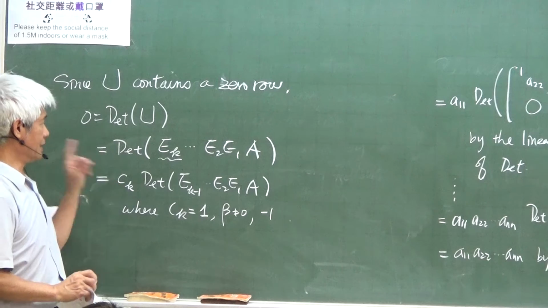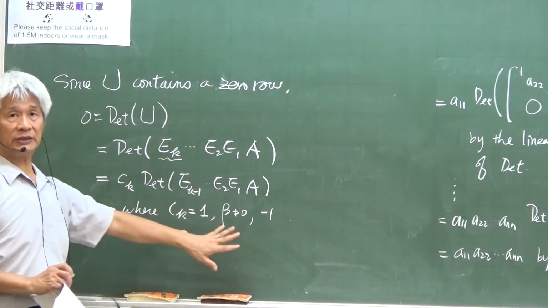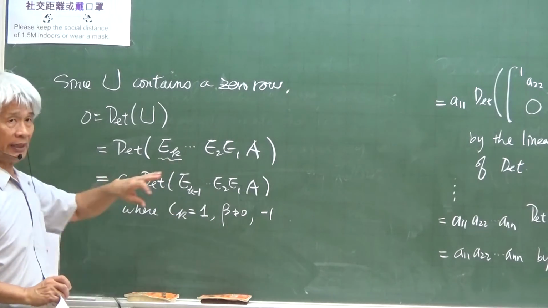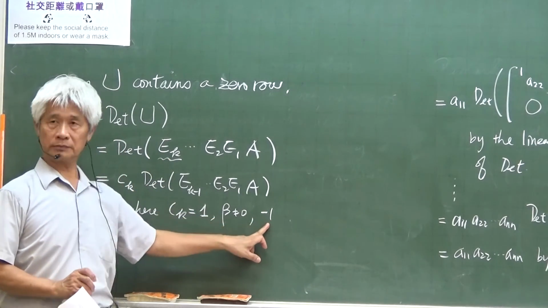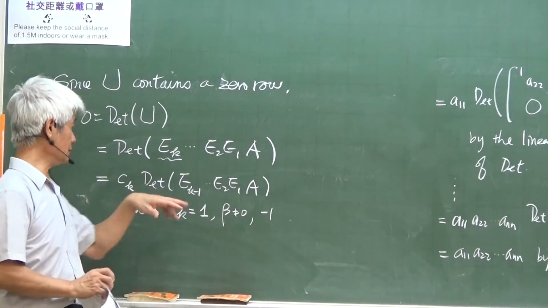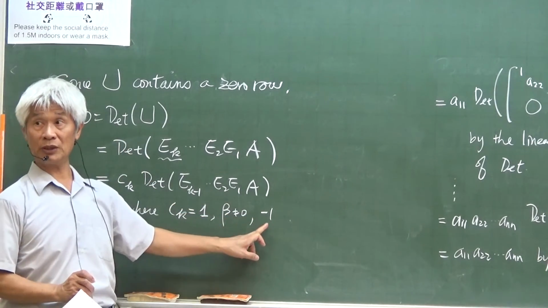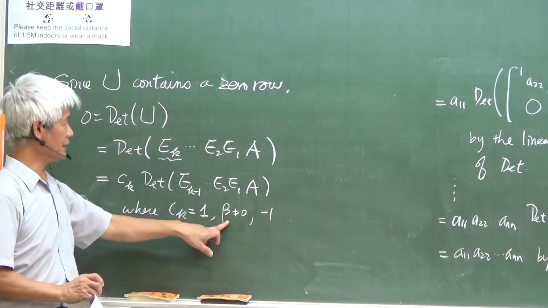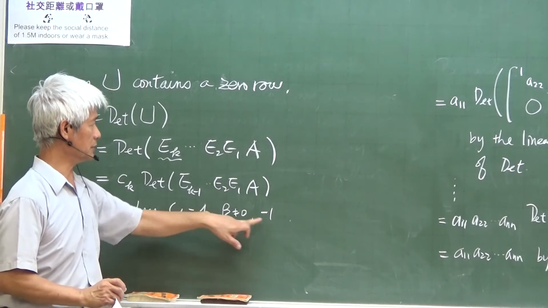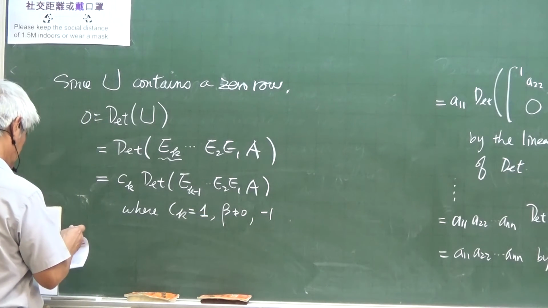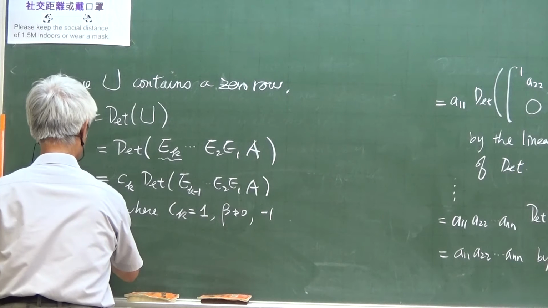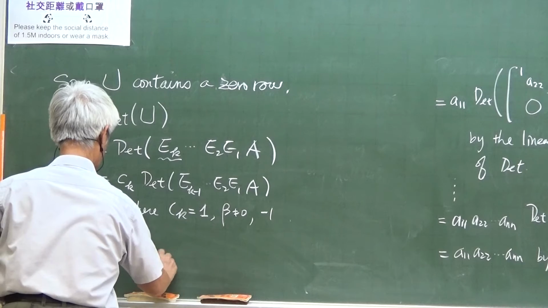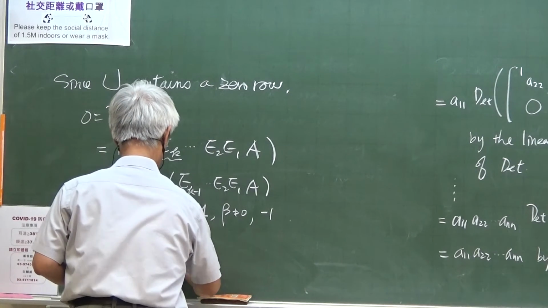If you are doing the replacement operation, then Ck is 1. If Ek corresponds to a scaling, then Ck is beta, where beta is not equal to 0. And if Ek is a row exchange, then you have to multiply by -1, you have to change the sign. So Ck can be only 1, beta, or -1, not equal to 0. So we get Ck ... C2 C1 times the determinant of A.